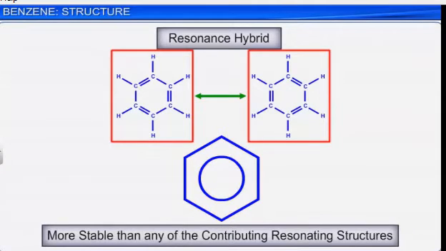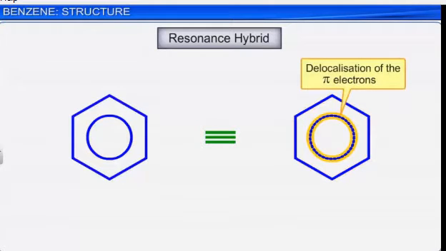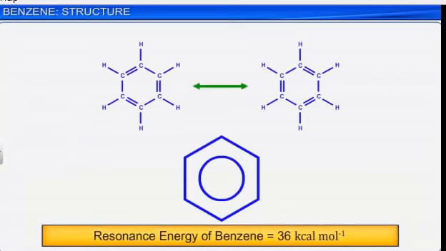The resonance hybrid is represented by inserting a circle or a dotted circle in the middle of the hexagonal ring of benzene. The dotted circle in benzene represents the delocalization of the pi electrons between the carbon atoms. The difference between the energy of any one of the equivalent contributing structures and the energy of the resonance hybrid is known as resonance energy. The resonance energy of benzene is found to be 36 kilocalories per mole.